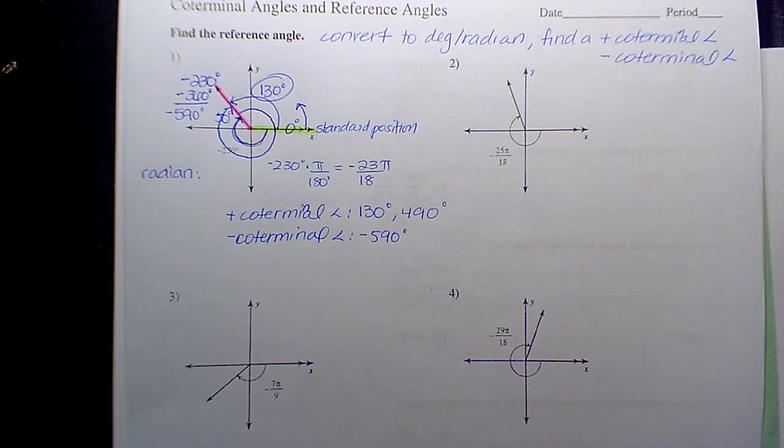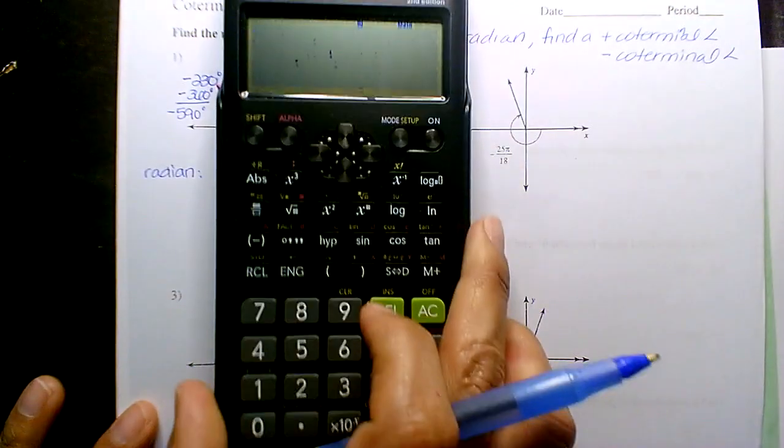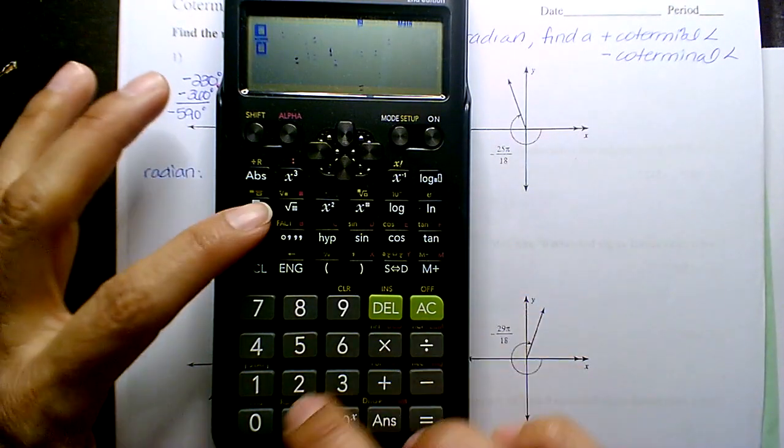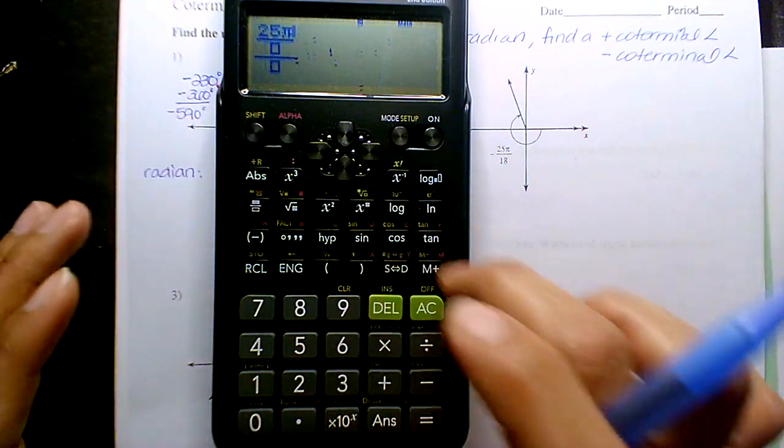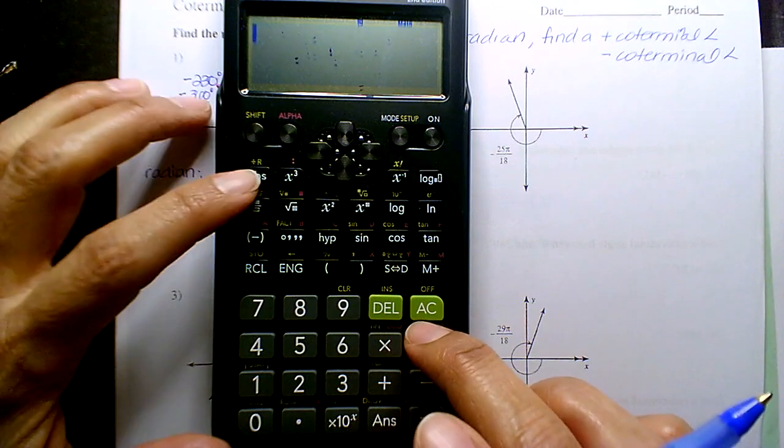It's too small. I need a bigger arrow. Where's my pen? All right, so look. We have negative 25 pi over 18. Either way, you do have to convert it. So, whoops. Okay, don't do that.